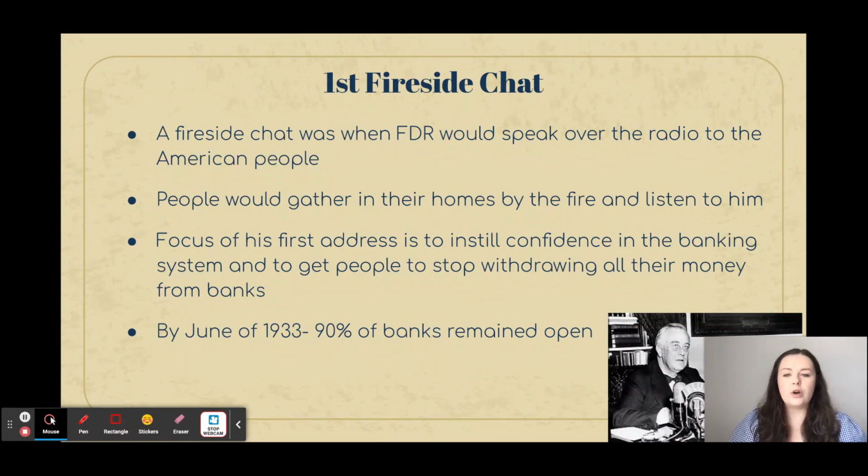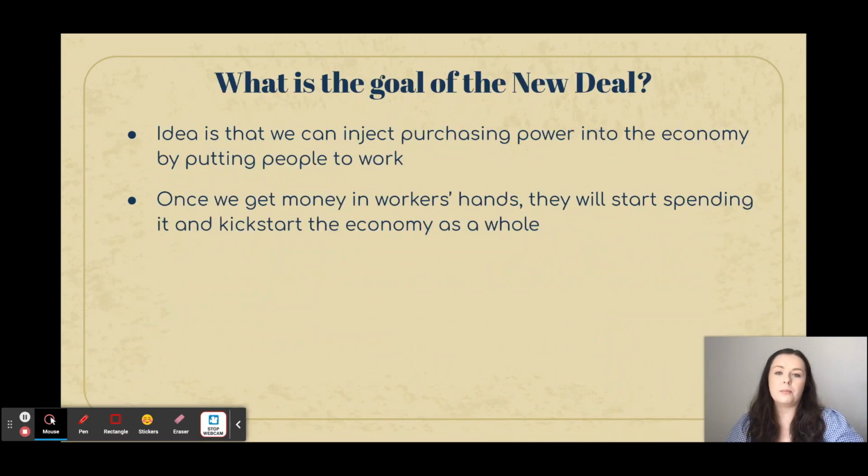And it works, right? So by the next year, 90% of banks remained open. So rather than having thousands of banks closing over the course of months, we have banks staying open. And that was because people started to trust FDR. He's speaking directly to them, and he's explaining his plan for the bank holiday in the Banking Act. So he's explaining his plan, and people believe him, trust him, and it works, and the health of the banks is improved.